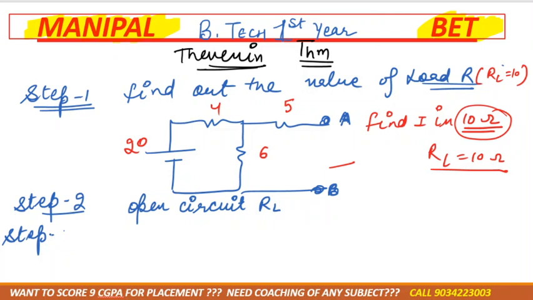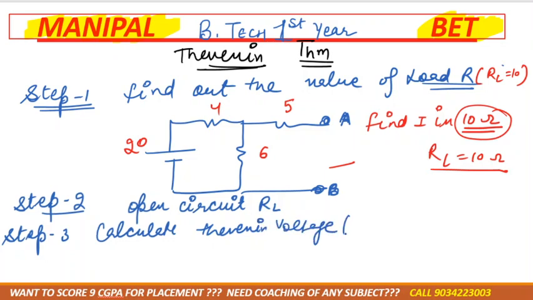Next, step number 3, we have to calculate the Thevenin voltage. It's the Thevenin theorem, so he gave it on his name only. Thevenin voltage is denoted by VTH, and that must be equal to VAB, meaning across those terminals only where our load resistance was connected. So ultimately we need to calculate VAB.